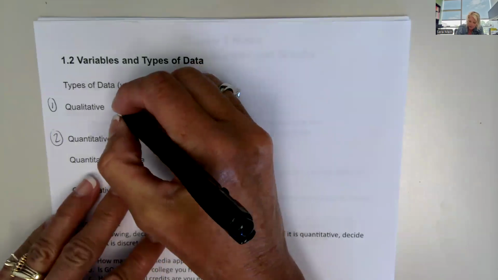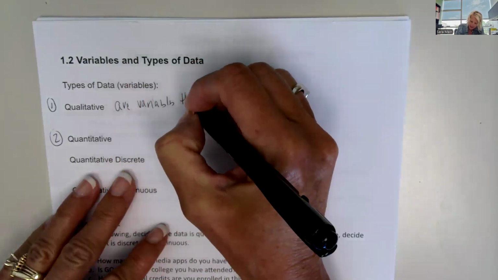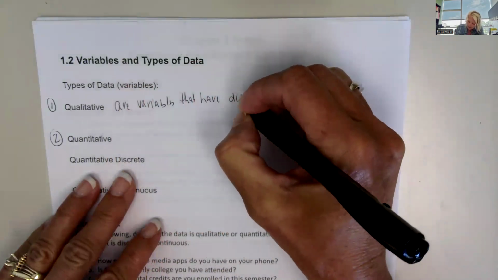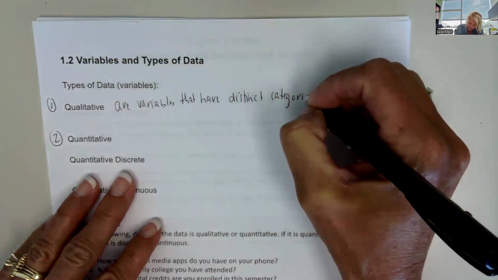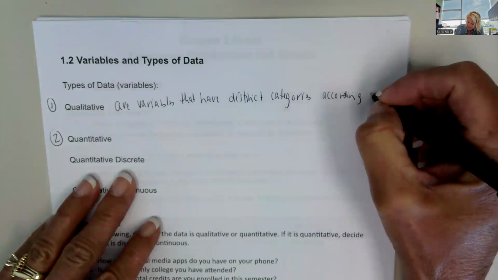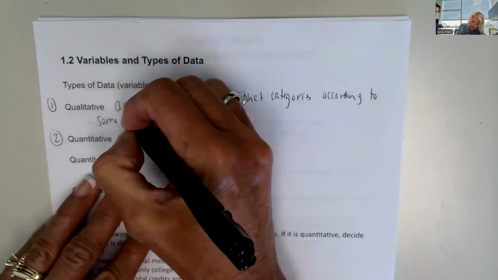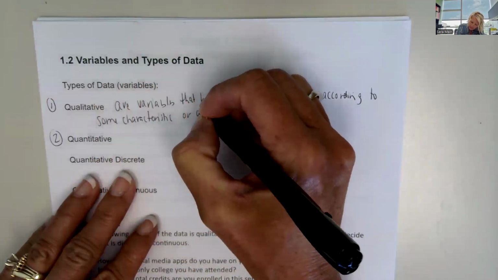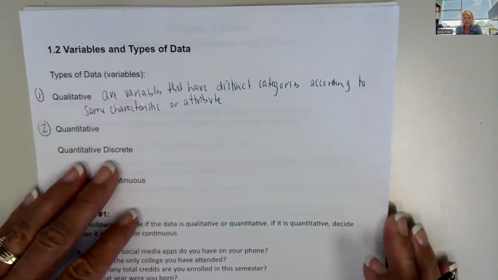Qualitative variables are variables that have distinct categories according to some characteristic or attribute, such as your eye color. The categories would be brown, blue, green, hazel.